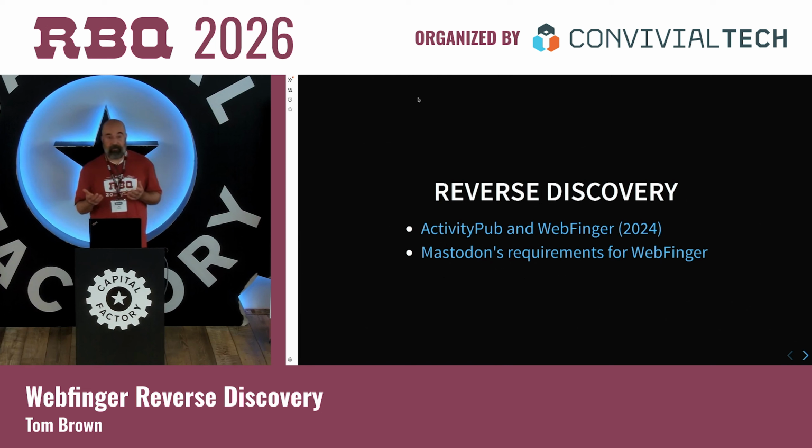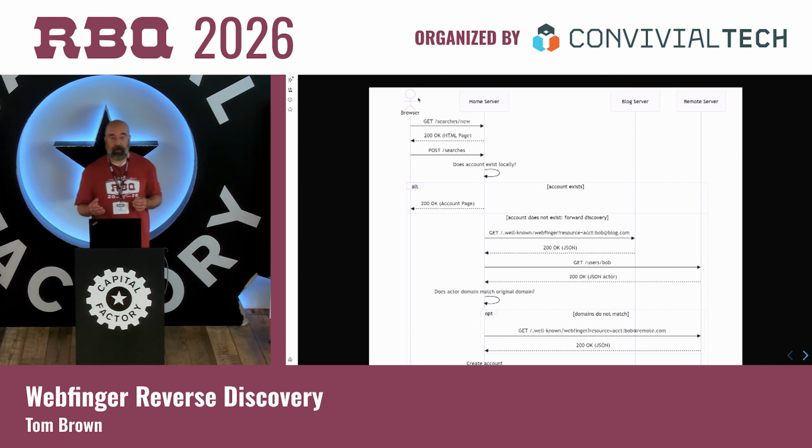So for reverse discovery, there are two main documents that should be referenced, and one of them is by Evan Prodromou, who's one of the authors of the ActivityPub spec. And this is the ActivityPub and Webfinger draft. And that's the most detailed one. And the second one is Mastodon's own documentation called Requirements for Webfinger. So here's the sequence diagram for reverse discovery. Very similar to the original diagram for just forward discovery.